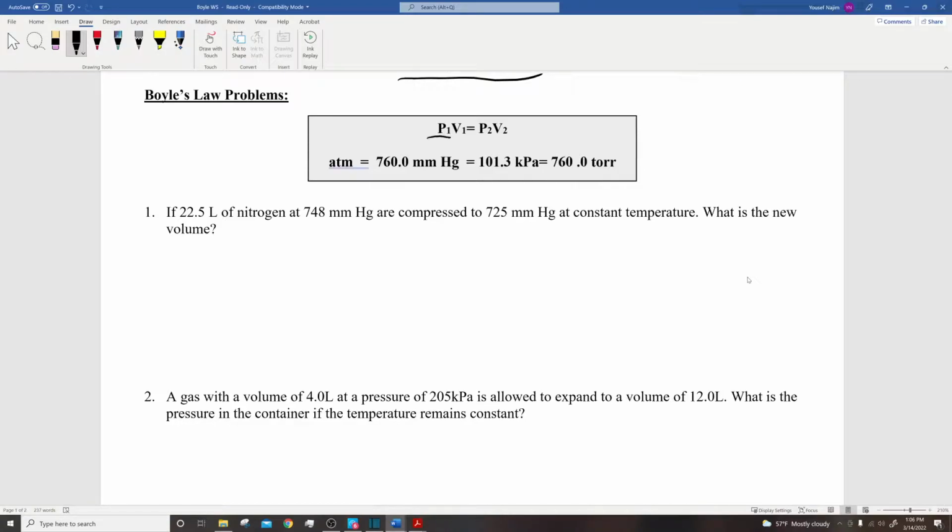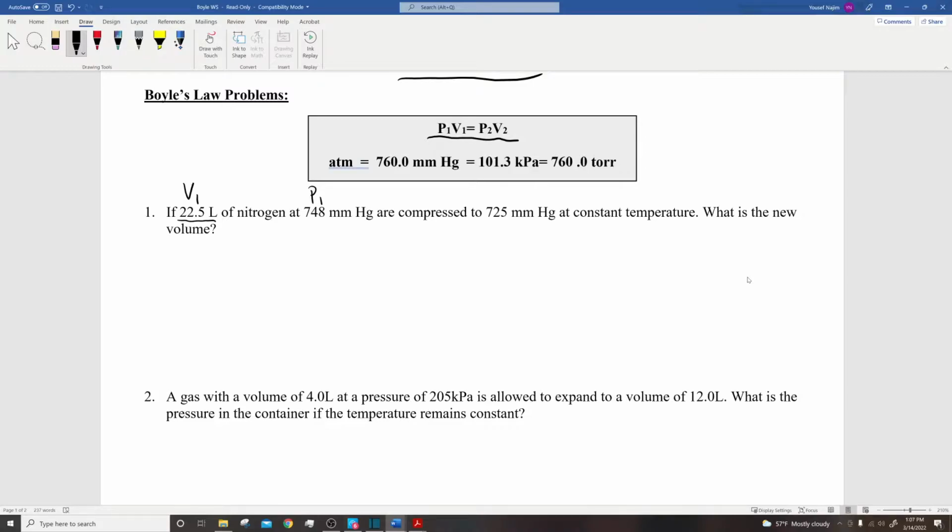It's P1 times V1 equals P2 times V2, which means initial pressure times initial volume is equal to final pressure times final volume. So when we look at our equations, we have to read them and understand what they're saying to us. Here it says if 22.5 liters of nitrogen at 748. These are both initial readings. This is our initial information. We know that liters is going to be our volume, so this is going to be our V1. And then it tells us that our pressure is going to be 748 mmHg, so this is going to be our P1.